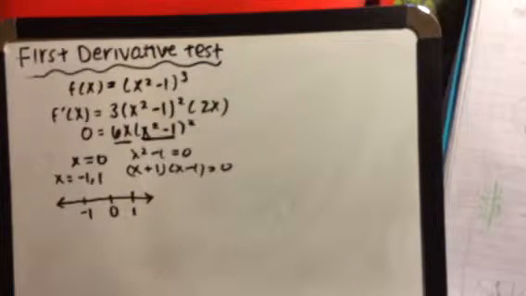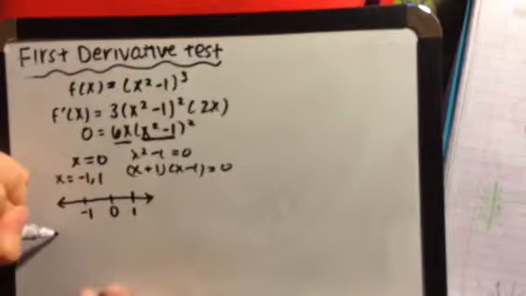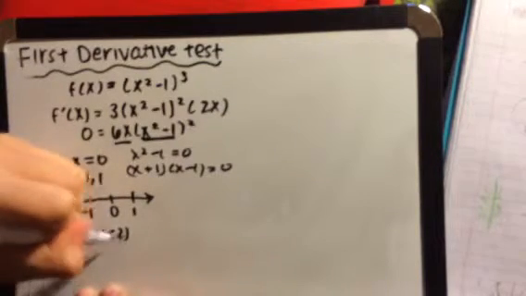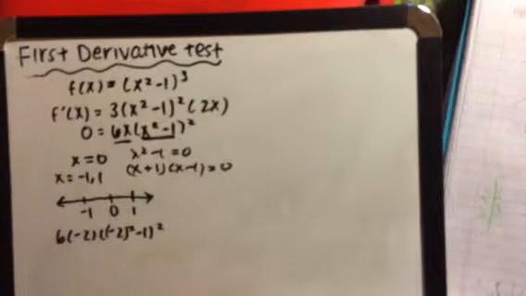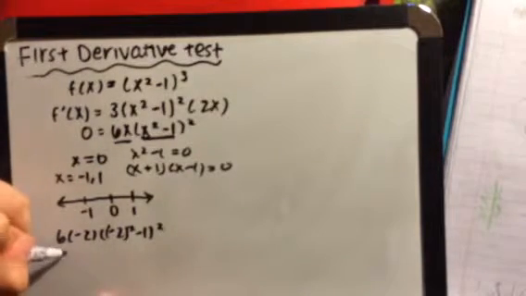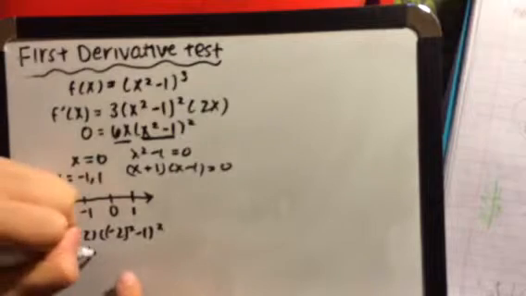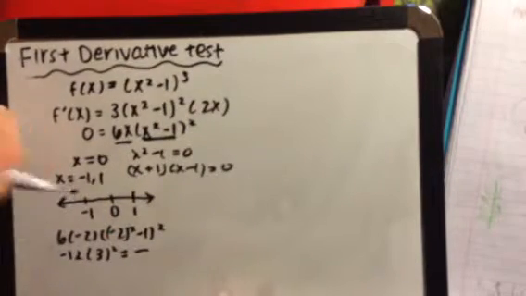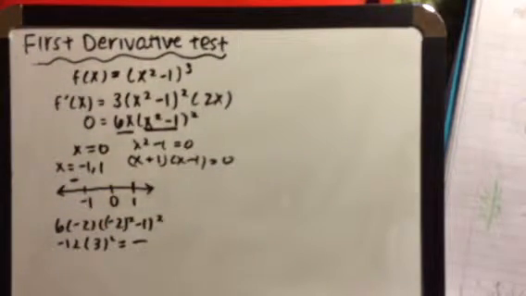Now what we're going to do is plug numbers from these intervals into f prime. Any number to the left of negative 1, so negative 2, we're going to plug that into f prime. So 6 times negative 2, times negative 2 squared minus 1, squared. This is going to be negative, and we know that this is going to be 3 squared, so we don't even have to solve it out. We know that a negative times a positive is going to be a negative. So that interval is negative.